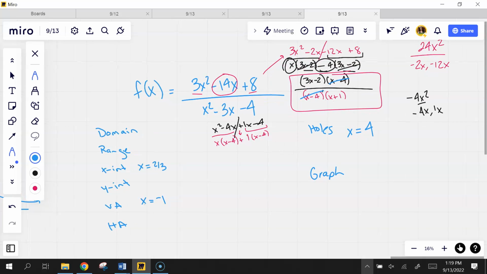All right, listen. Y'all have got to listen. X-intercepts happen when the top equals 0. But I don't use what I've already taken out. I've taken out the x minus 4. So when does 3x minus 2 equal 0? 2/3. Add 2, divide by 3.